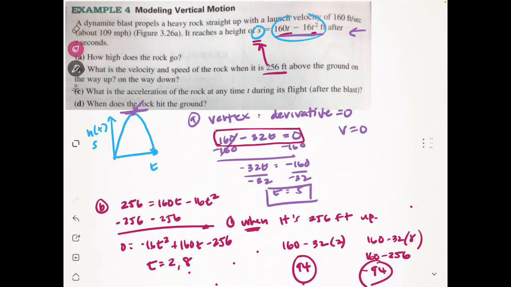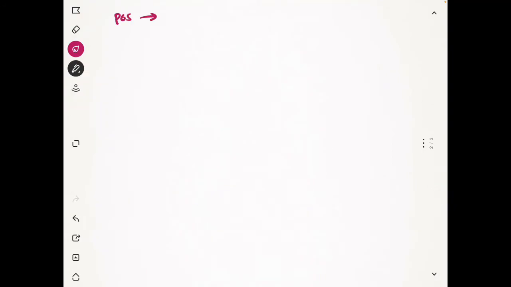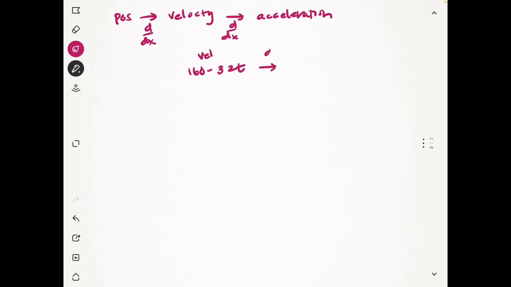All right, let's move on to part C. It says, what is the acceleration? So remember, again, we went from position to velocity by doing the derivative. So to get to the acceleration, we have to take the derivative of the velocity. So we have 160 minus 32t as our velocity. We're going to take the derivative of that to get to our acceleration.